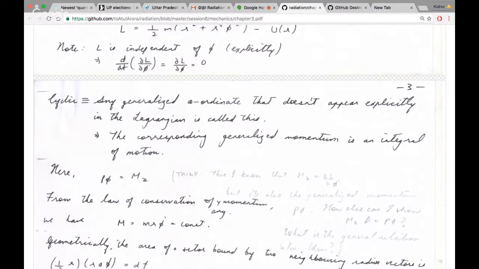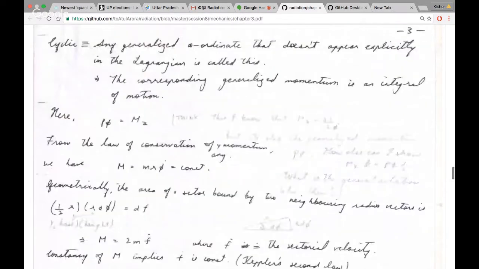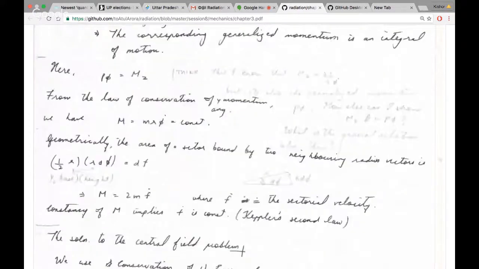What is p phi? The momentum corresponding to phi is the angular momentum along z. So from the law of conservation of momentum, we have M equal to m r squared phi dot equal to constant. Geometrically, the area of the sector bounded by two neighboring radius vectors is half r into r d phi equal to df, so M equals 2m f dot.